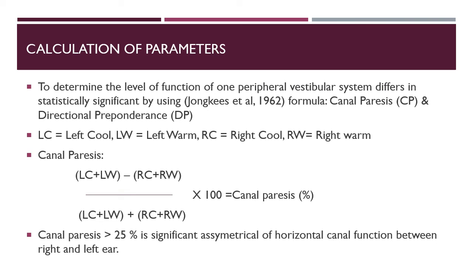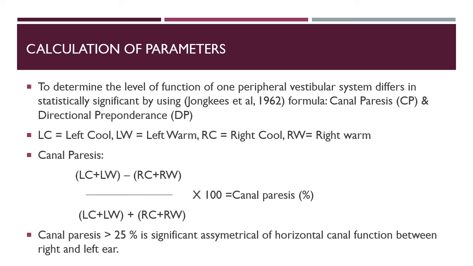So let's look at how we calculate the canal paresis and directional preponderance to determine whether the level of function of one peripheral vestibular system differs in a statistically significant way, by using the Jongkees formula for canal paresis and directional preponderance. This formula measures the asymmetrical ratio between left and right caloric responses. LC refers to the average SPV of the left cool irrigations. LW refers to the average SPV of the left warm irrigations. RC is for right cool irrigation, and RW for right warm irrigations.